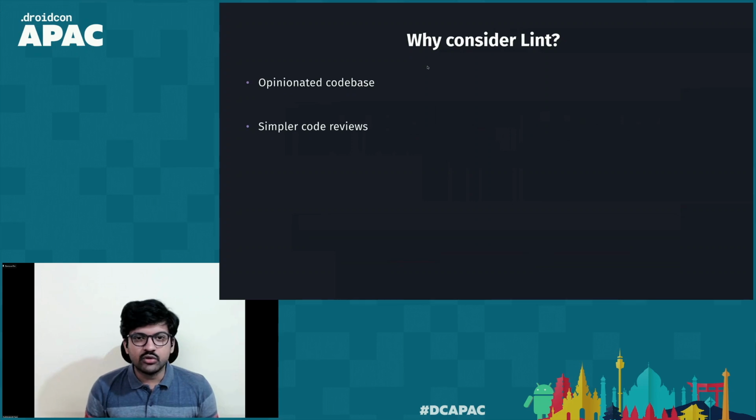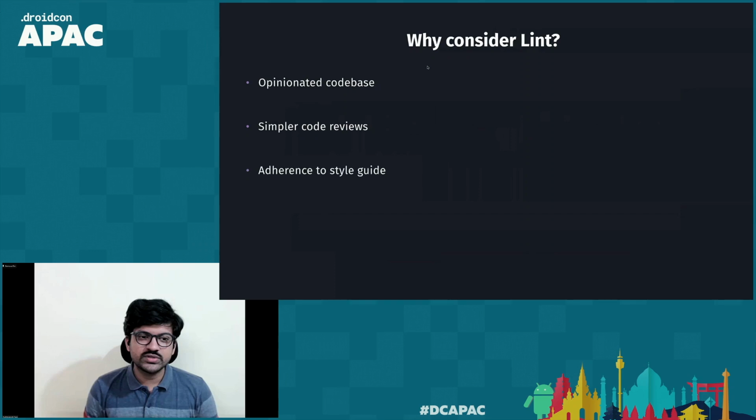It also leads to simpler code reviews. So if most of the common issues that can occur in your code base can be checked by Lint rules, it takes away that responsibility from the reviewer, and the reviewer can rather focus on more important details in the code base, thus leading to a more enjoyable code review experience.